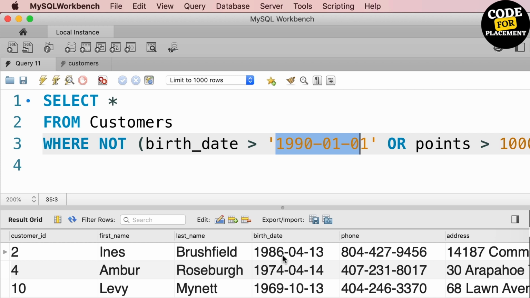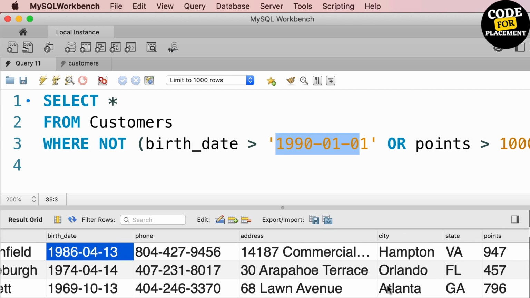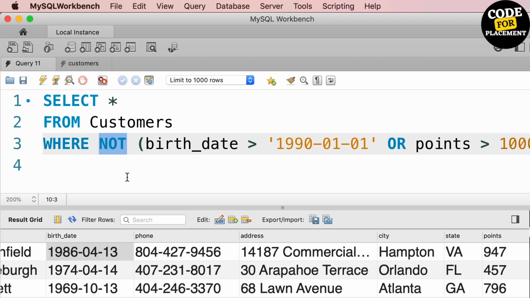Great. So now technically these customers were born before 1990 or the points are greater than 1000, so you can see any one of them is satisfied. If I put NOT, that means apart from the actual condition, whatever result you are going to get, basically both the conditions are not satisfied. So whatever results we got before are going to be removed from my customer table, and the remaining results I am getting because I have put the NOT operator. Hope this is clear.